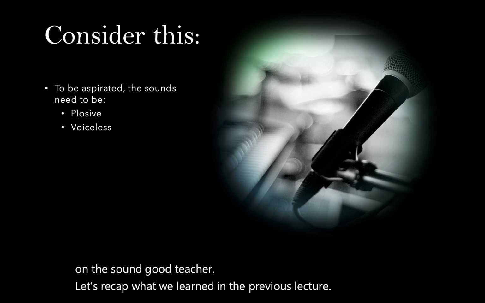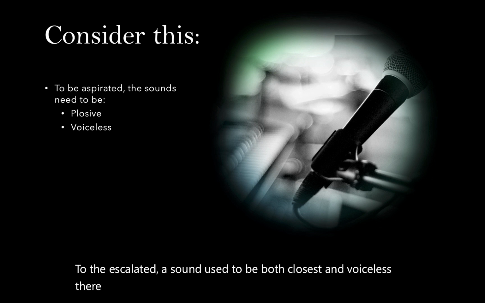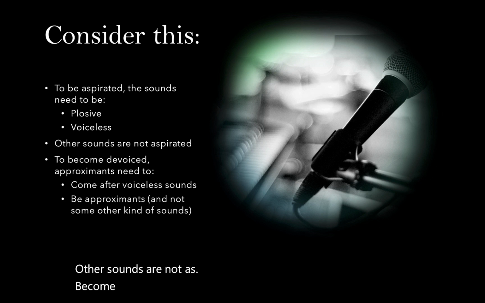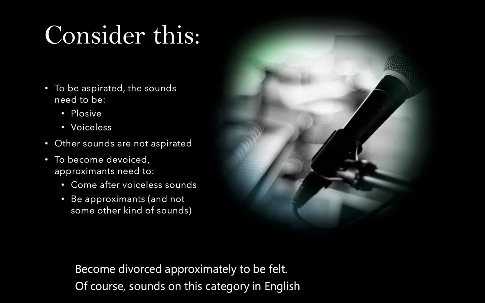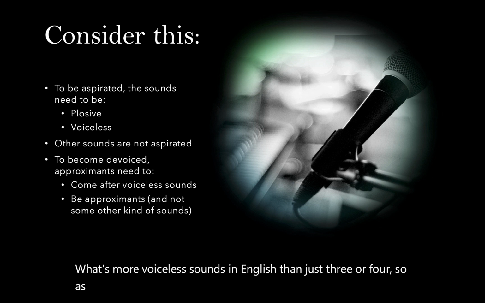To be aspirated, a sound needs to be both plosive and voiceless. There are three sounds in this group: p, t, and k. Other sounds are not aspirated. To become devoiced, approximants need to be approximants. There are four sounds in this category in English: l, r, w, and y. They also need to occur after a voiceless sound. There are a lot more voiceless sounds in English than just 3 or 4, so I won't list them here, but you're welcome to look at the IPA chart and note them there.